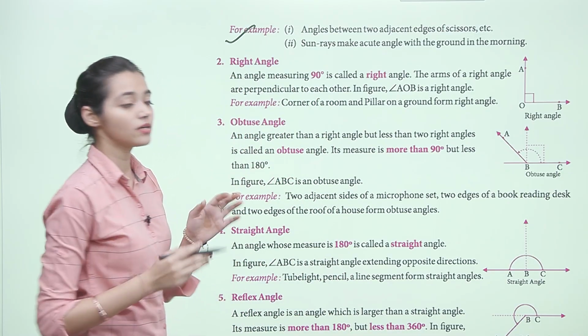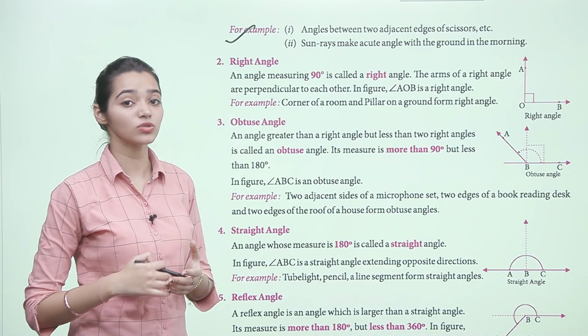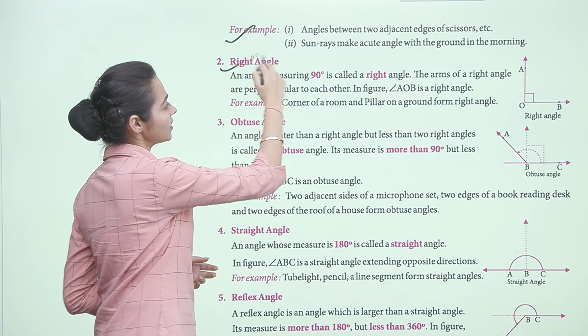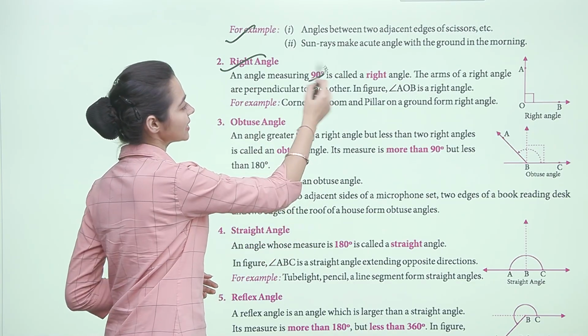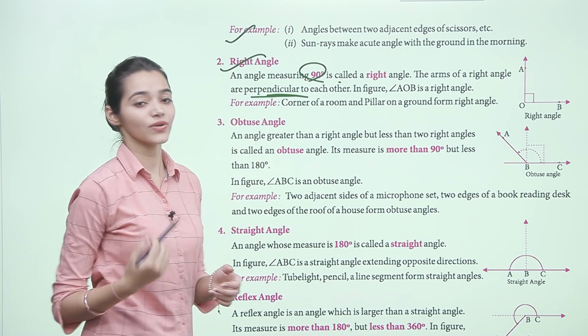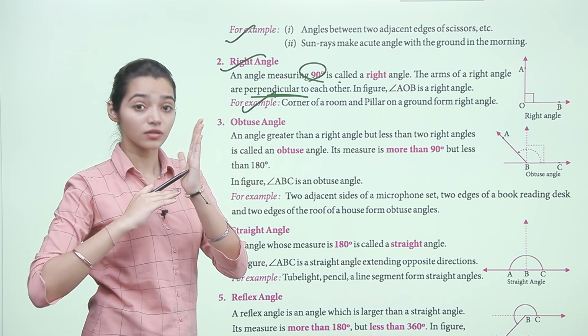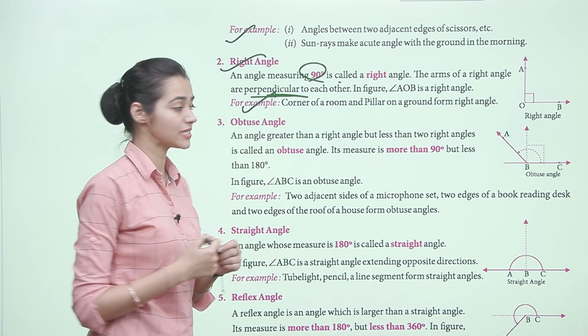For example, the angle between two adjacent edges of scissors, or sun rays making an acute angle with the ground in the morning. Now the right angle, which measures exactly 90 degrees. The arms of a right angle are perpendicular to each other. So angle AOB is a right angle. For example, the corner of a room or a pillar on the ground forms a right angle.